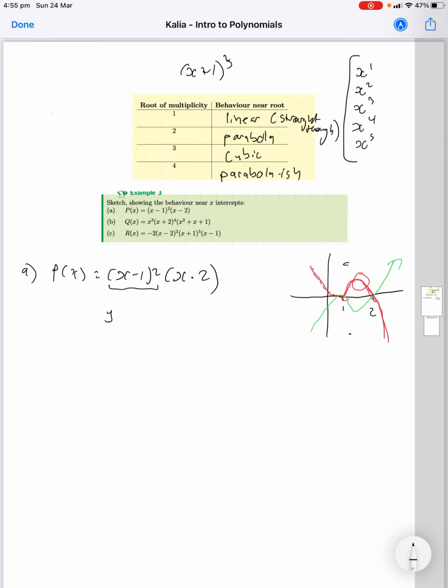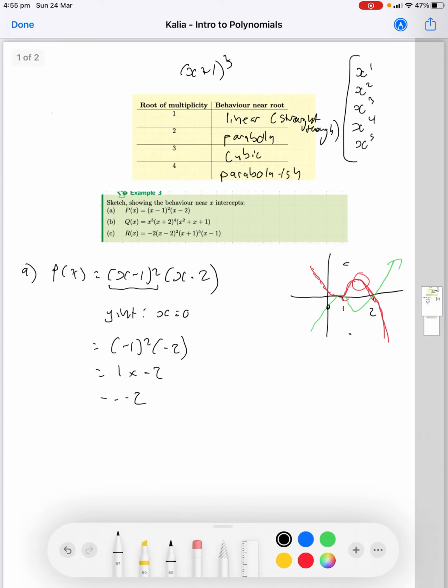Let's find the y-intercept. The y-intercept is when x is equal to 0. We've got (-1) squared times -2. 1 times -2 is -2. So it's going to be down there, which means it's going to be the green graph.